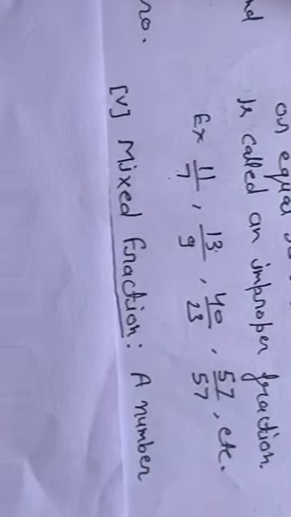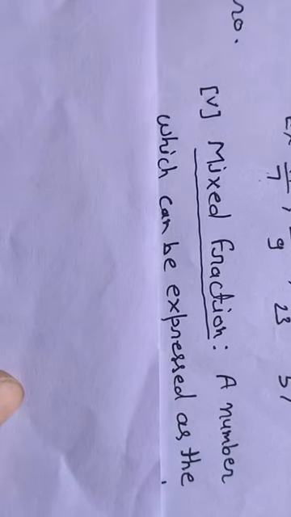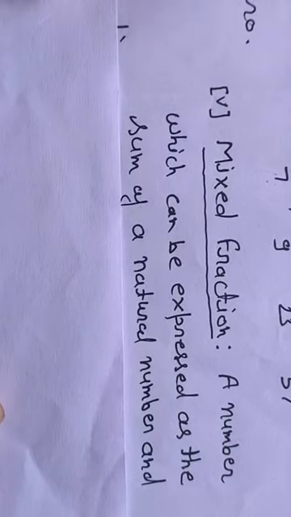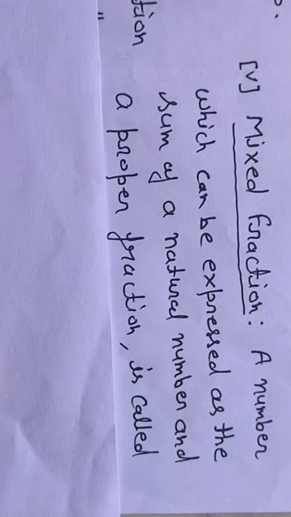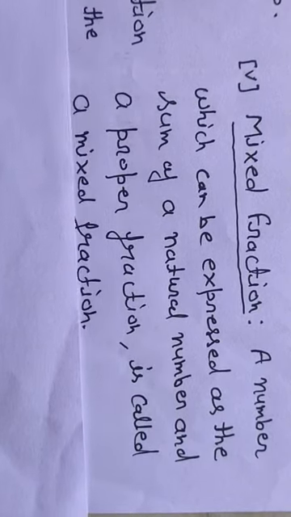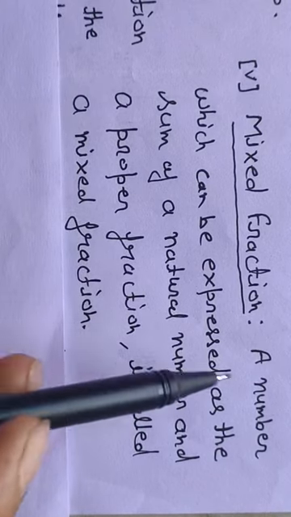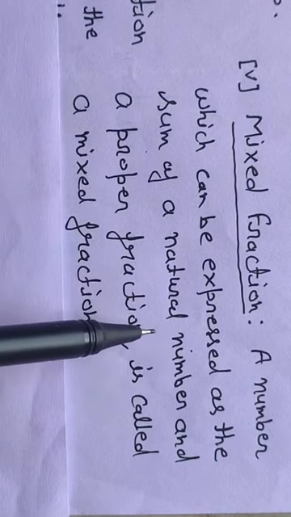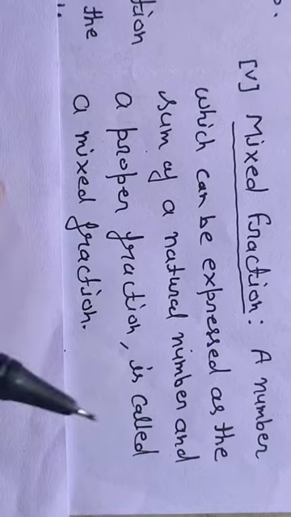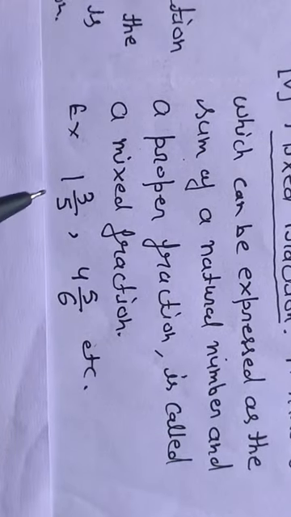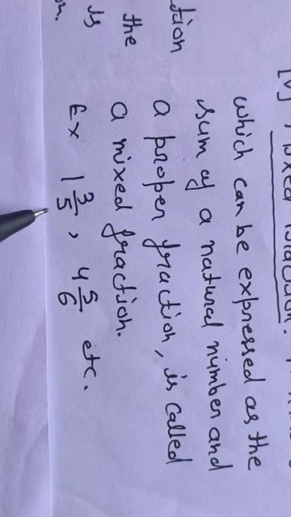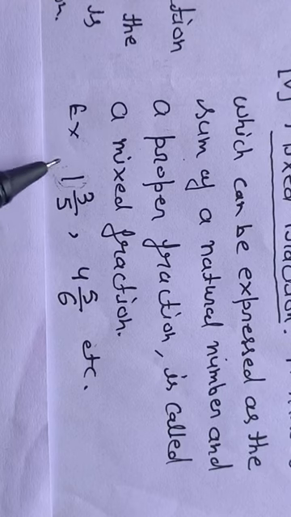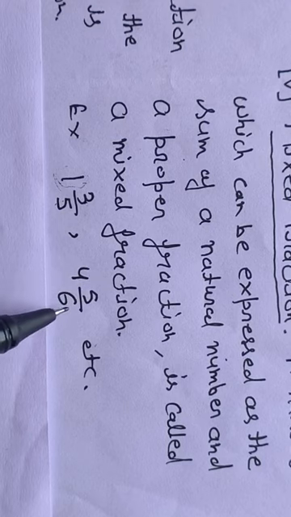What is a mixed fraction? A number which can be expressed as the sum of a natural number and a proper fraction is called a mixed fraction. For example, 1 whole 3 by 5. Another example, 4 whole 5 by 6. So 1 is the natural number and 3 upon 5 is a proper fraction. 4 is a natural number, 5 upon 6 is a proper fraction.